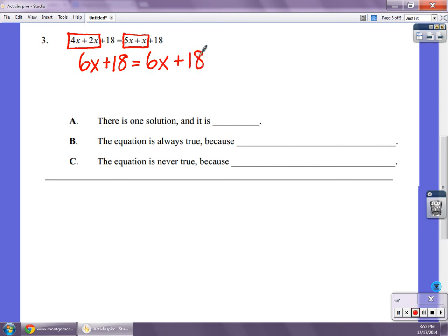I'm going to pause, take a moment, look at our answer choices. Have we made a decision? Is there one solution? The equation is always true. The equation is never true.